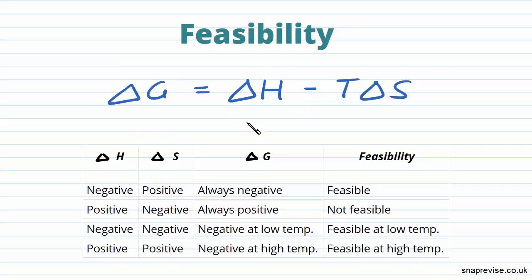If we had a positive value for delta H, as in the second row, and we took away from it a negative value, we're taking away a negative value, and a double negative gives us a positive. So we're adding a positive to our positive.